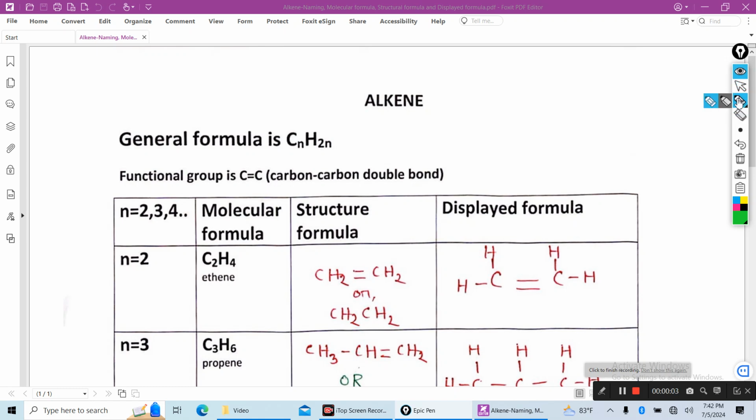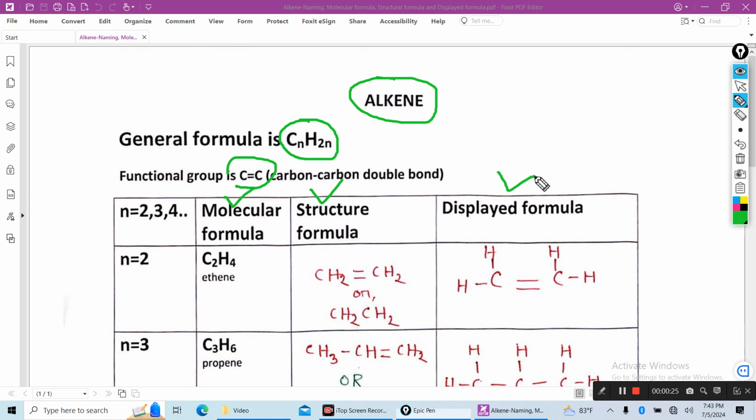Hello students, now I am going to discuss alkene. From this video you can learn what is alkene, the general formula of alkene, functional group, and alkene molecular formula, structural formula and their displayed formula. Let's move.